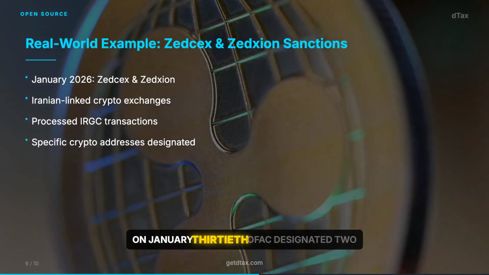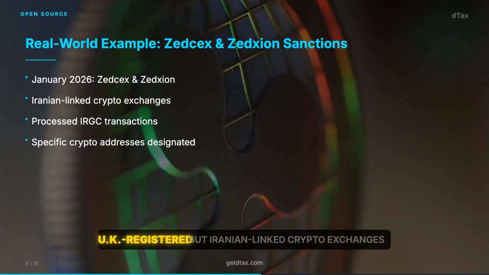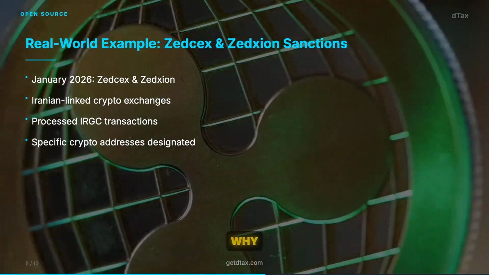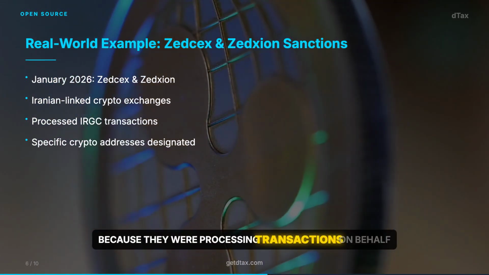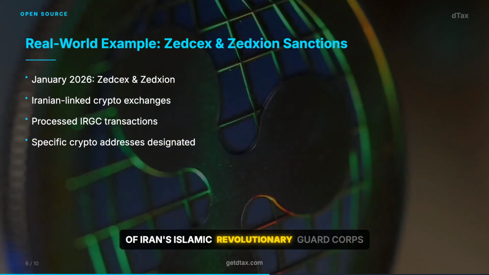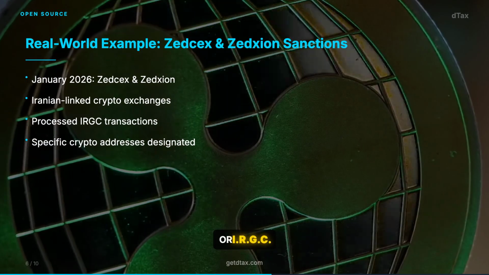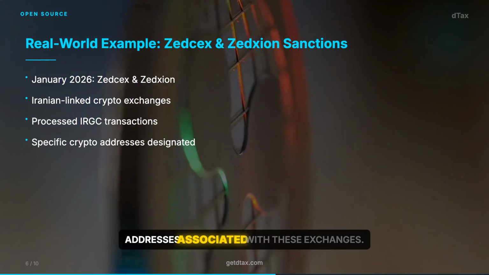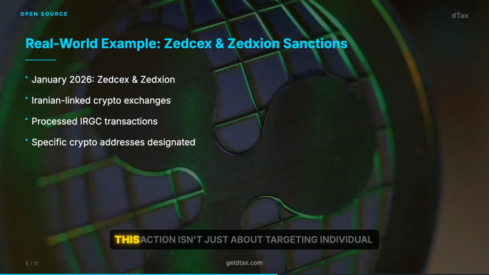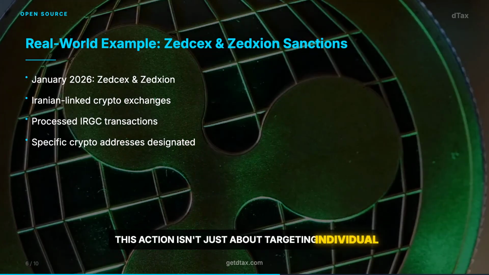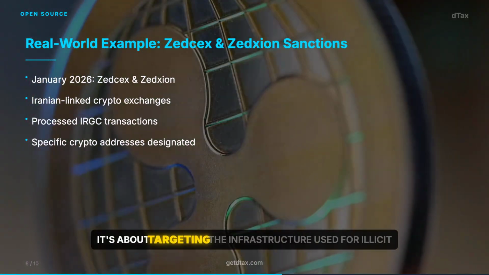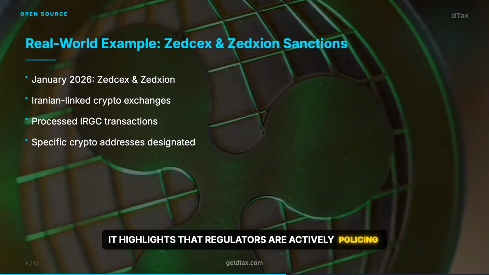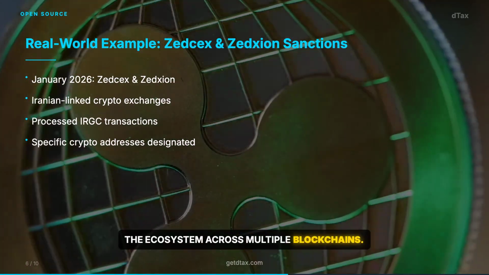On January 30th, OFAC designated two UK-registered but Iranian-linked crypto exchanges, Zedcex and Zedxion. Why? Because they were processing transactions on behalf of Iran's Islamic Revolutionary Guard Corps, or IRGC. This designation included specific cryptocurrency addresses associated with these exchanges. This action isn't just about targeting individual bad actors. It's about targeting the infrastructure used for illicit finance. It highlights that regulators are actively policing the ecosystem across multiple blockchains.